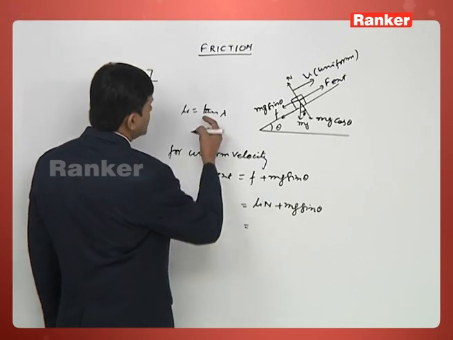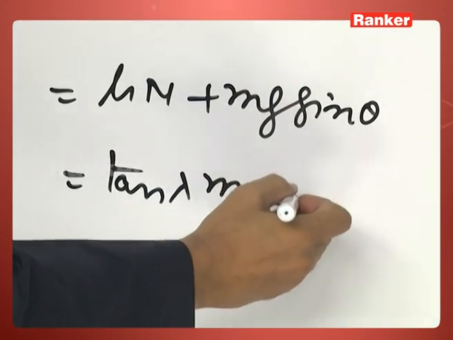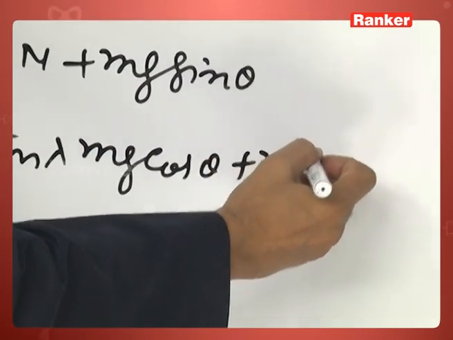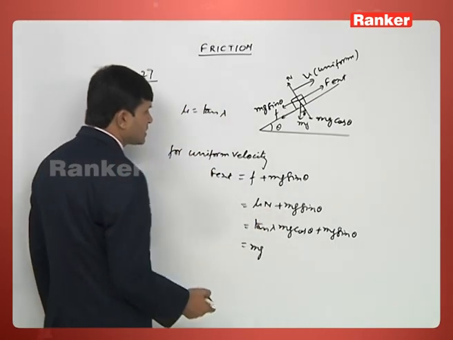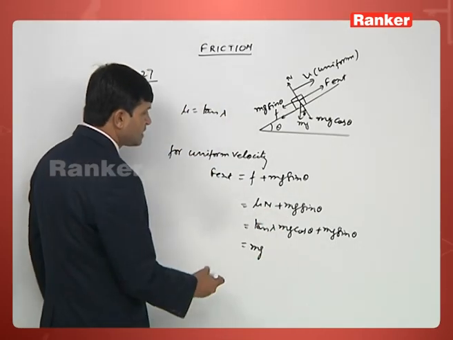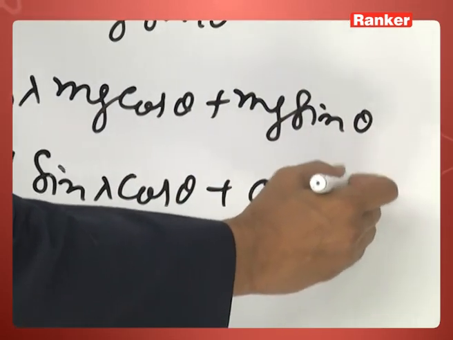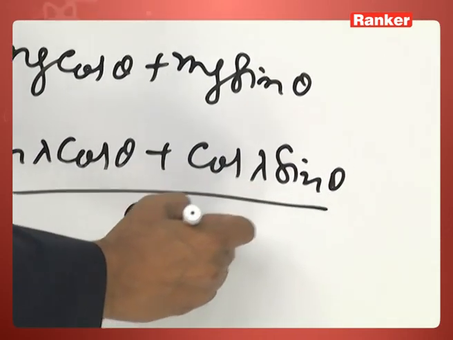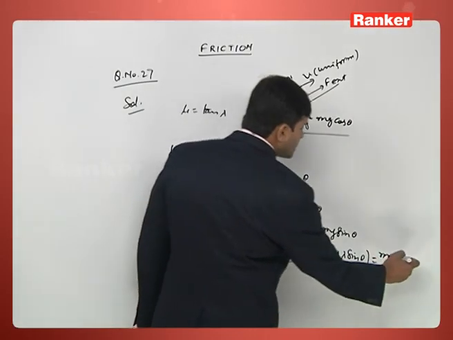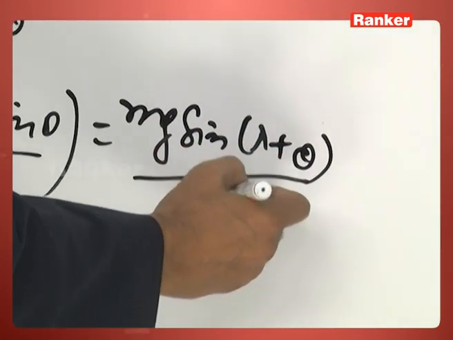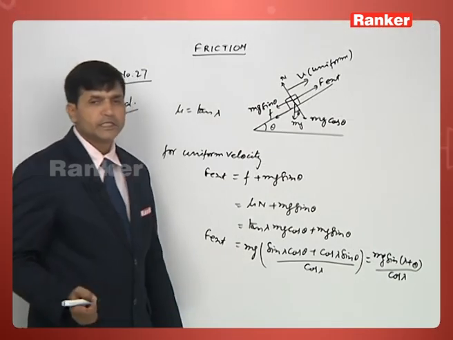As per mu equals tan lambda, and normal force equal to mg cos theta, plus mg sin theta. Now simplify. mg we can take common from tan lambda, sin lambda by cos lambda. So this term will be sin lambda cos theta plus cos lambda sin theta by cos lambda. After further simplifying, you will get mg sin(lambda plus theta) by cos lambda. So this is the F external which is needed to move the block with a uniform velocity.